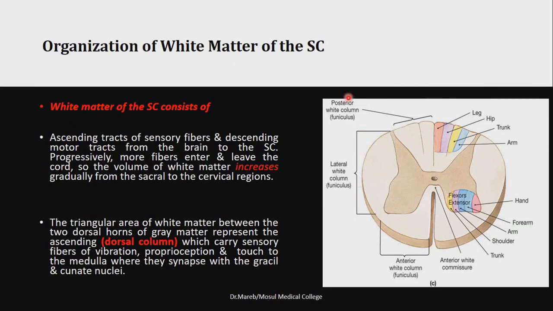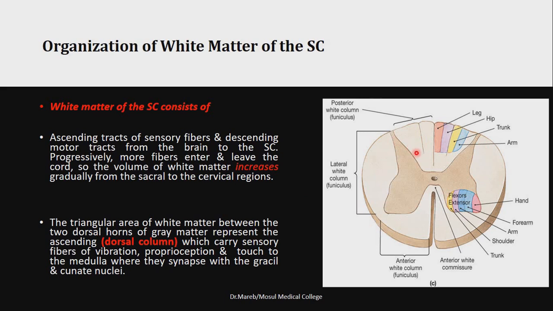Now the white matter organization. The white matter of the spinal cord consists of ascending tracts and descending tracts. The ascending are sensory and the descending are motor. Progressively, more fibers enter and leave the cord, so the volume of white matter increases gradually from the sacral to the cervical region. When you go upward from the sacral to the cervical, the amount of white matter at the periphery of the spinal cord increases.